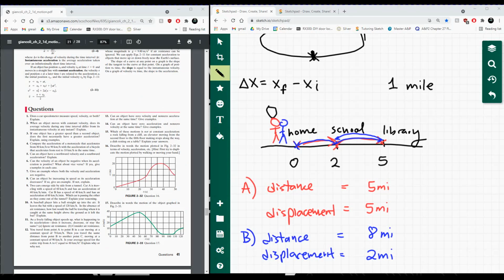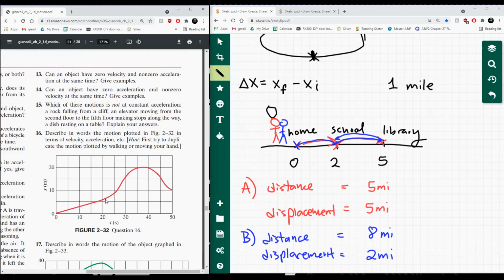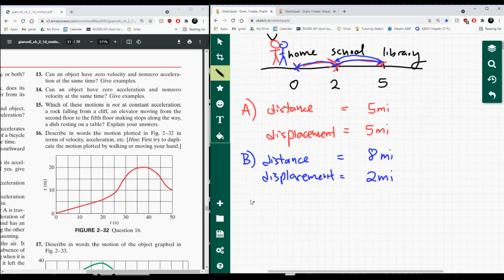Sometimes the location of a particle or person will be represented as a graph in which the horizontal axis is in units of time and the vertical axis is in units of the position, given x, on the left as shown. In this example, for number 16 on page 41, let's ask ourselves what is the distance and what is the displacement based on this visual indicator. So let's look between t equal to 0 and t equal to 50 seconds.